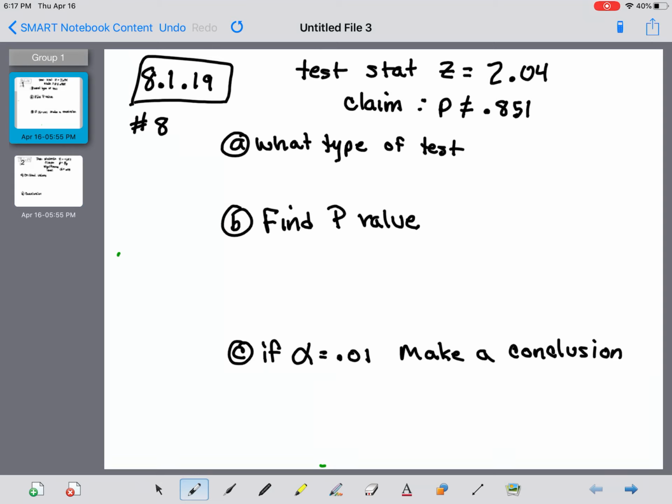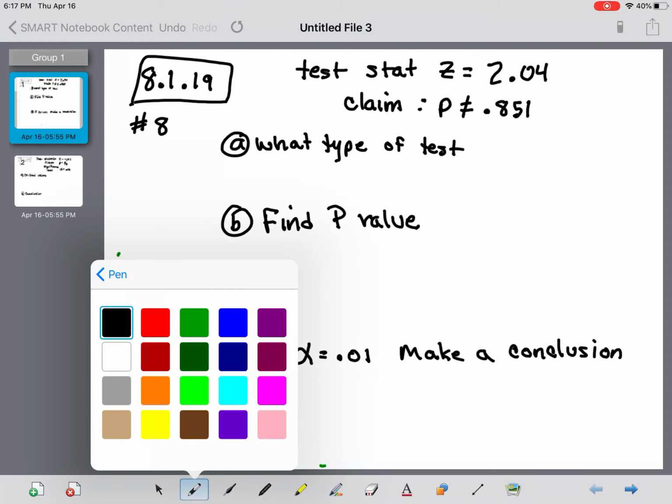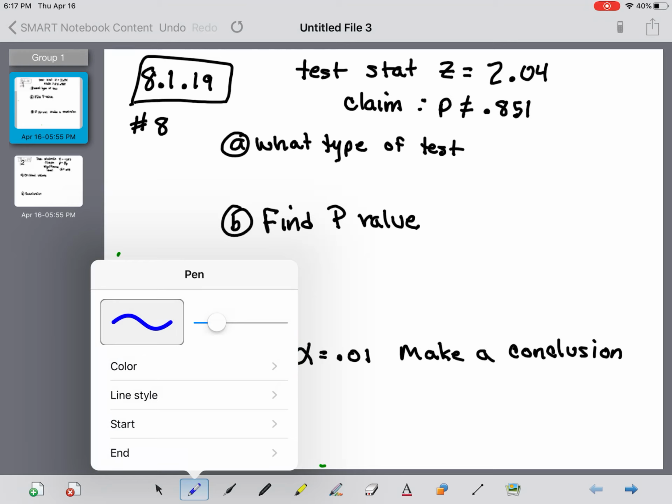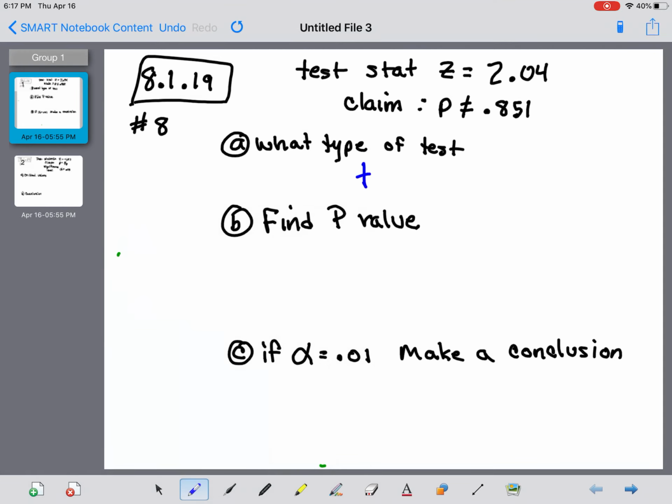Let me go to the first question first. The first question you sent me was 8.1.19. It gave you the test statistic, which was 2.04, and the claim was that P does not equal 0.851. The first question was what type of test this is. Because it's a not equals, this is a two-tailed test. Anytime it's equal to or not equal to, it's a two-tailed test.